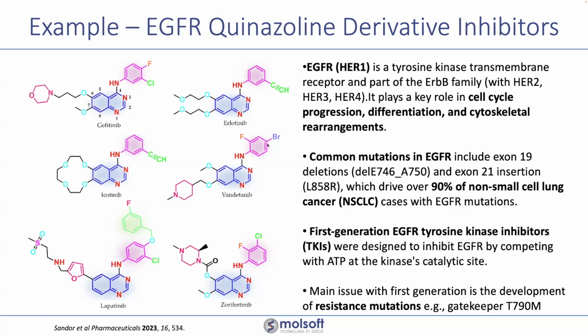These first generation EGFR kinase inhibitors are designed to inhibit EGFR by competing with ATP at the kinase catalytic site. We'll see later on that one of the main issues with these is the development of resistance mutations, such as the gatekeeper residue. After about a year of use of the drug, sometimes these mutations occur, and we'll look at the reason why.